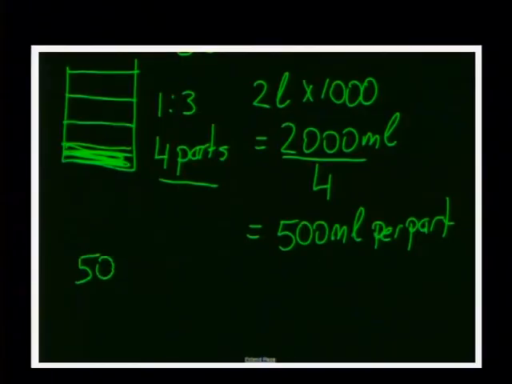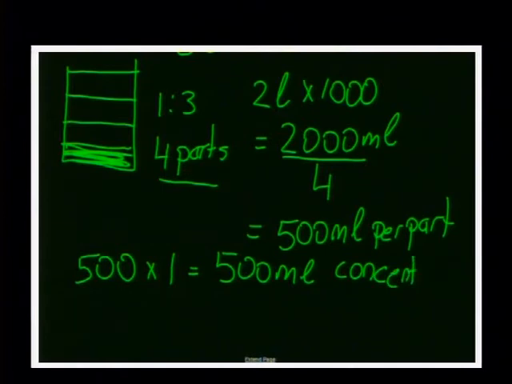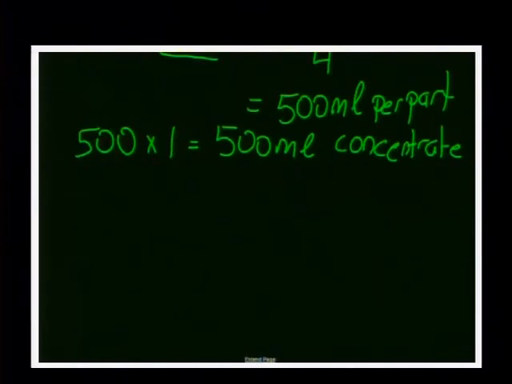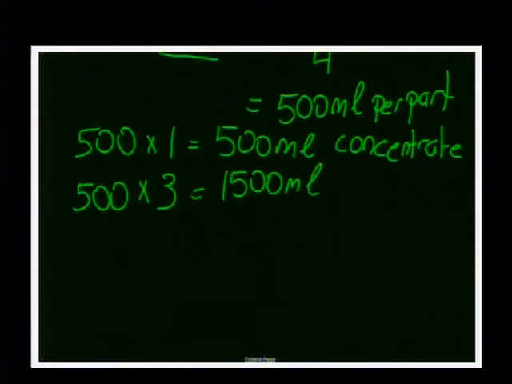And now we needed 1 part. So what we're going to do is take how many moles per part and times it by 1, because I needed 1 part of concentrate. So that gives me 500 moles of concentrate. And taking my per part, how many parts of water did we need? We needed 3 parts of water, and that's 1,500 moles of water. And now I've answered the question. I've told you how much concentrate and how many moles of water you need.